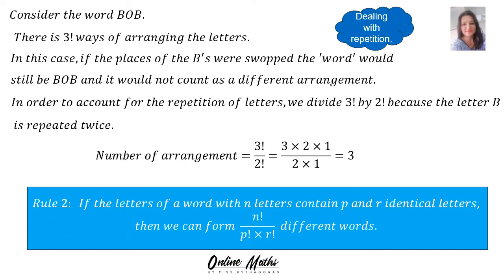Now this brings me to rule 2. If the letters of a word with N letters contain P and R identical letters, then we can form N factorial divided by P factorial times R factorial different words.